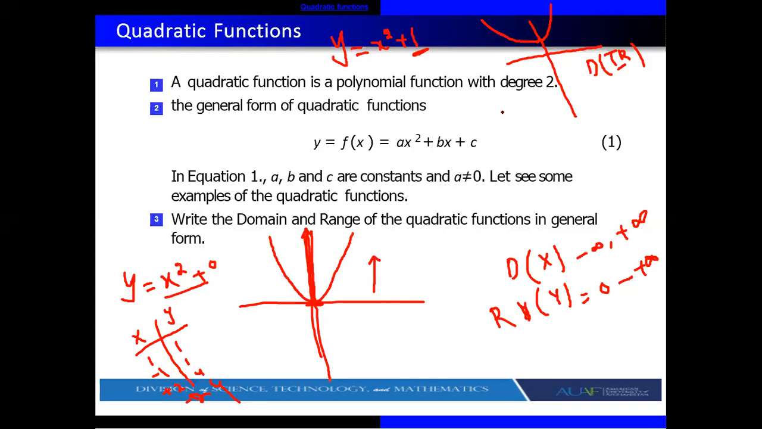Wait. We are going toward vertex 1. So are real numbers. What will be the range? So range actually you can see 1. So these values are not possible. Only, for example, values above 1 is possible. So range will be from 1 to plus infinity.